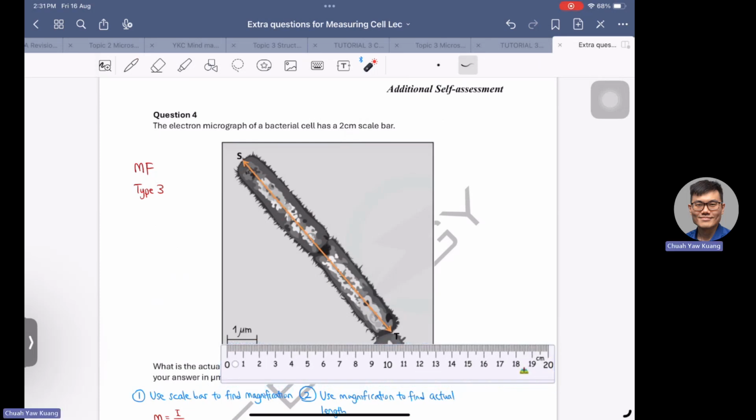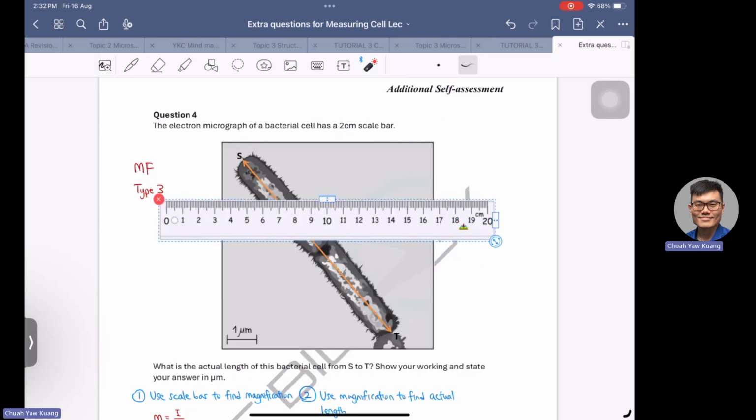So as you can see, the question states that it is 2 cm. But when I measure using my ruler, it is actually less than 2 cm. So that means we cannot use our ruler directly to measure the length of the bacteria. So this is what we are going to do. Once you find out that the measurement is not the same, then next we will use the ruler to measure the bacteria.